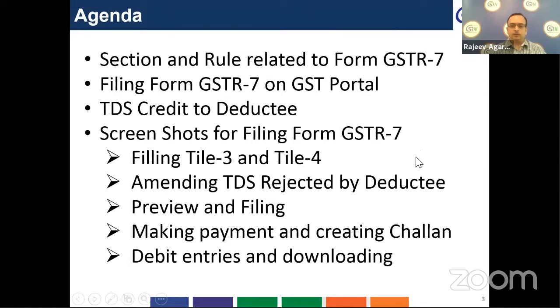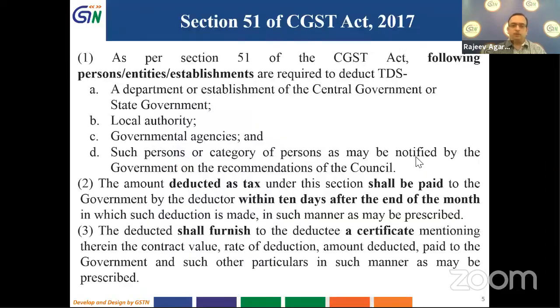So we will begin with the agenda of the session today. The agenda is that we will first see the section and rules related to Form GSTR-7. Then we will see what is needed for filing of Form GSTR-7 on GST portal. Then we will see how the credit which is deducted is available to the deductee. Then we will go through the screenshots for filing Form GSTR-7. So we will see in details how to fill Tile 3, Tile 4, then how to make amendments, preview and file it, and making payments or downloading the filled up form. So we will begin with section and rules related to Form GSTR-7.